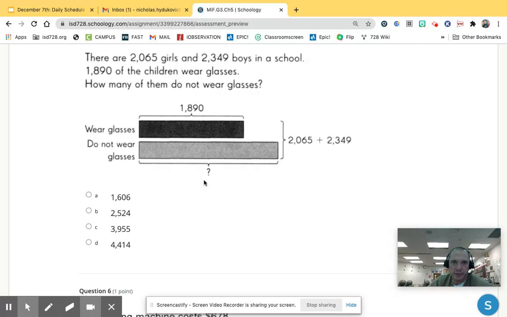1,890 of the children wear glasses. How many of them do not wear glasses? So again, you have to take a look at this bar model and figure out what you need to do, but this one will have 2 steps also.